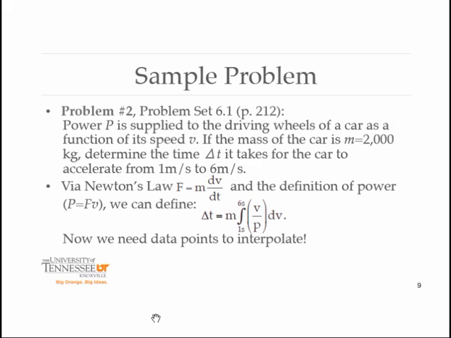problem 2 is a very nice little problem in problem set 6.1 on page 212. This is a very canonical physics problem. I just want to illustrate how you can use, say, the Composite Trapezoidal Rule to approximate an integral that will come up in this type of application. Suppose you have the power P supplied to the driving wheels of a car as a function of its speed v, the velocity, and the mass of the car is 2,000 kilograms.